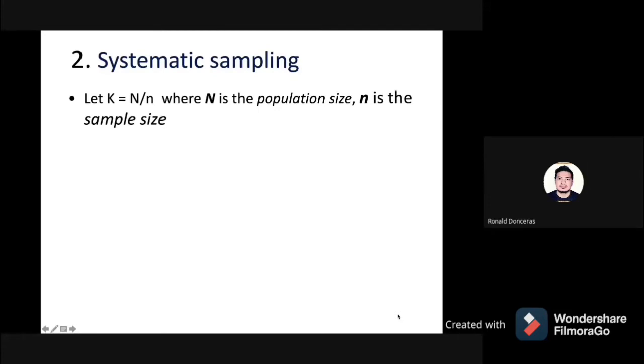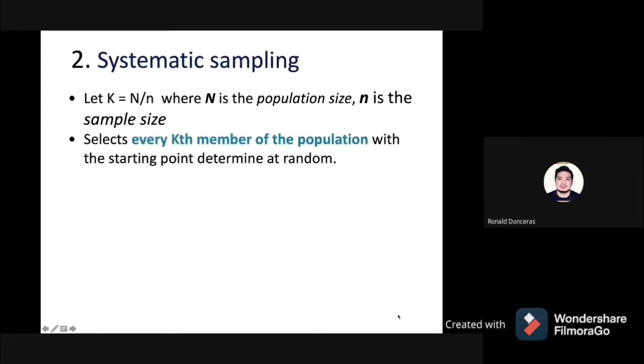Ano ba yung capital N? That's the population size. Okay? And then, ano ba yung small n na denominator natin? That is the sample size that we need. Okay? Capital N is the population, small n is the desired sample size. Now, the systematic sampling selects every kth member of the population with the starting point determined at random.